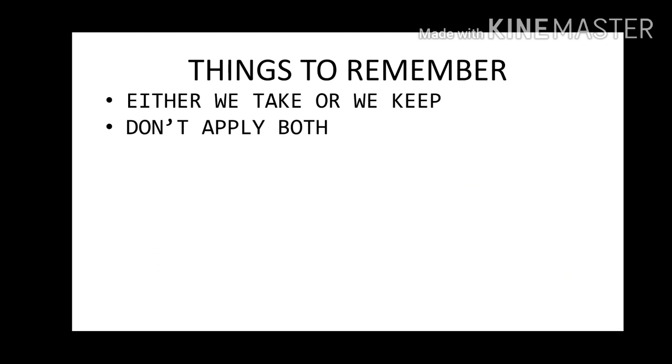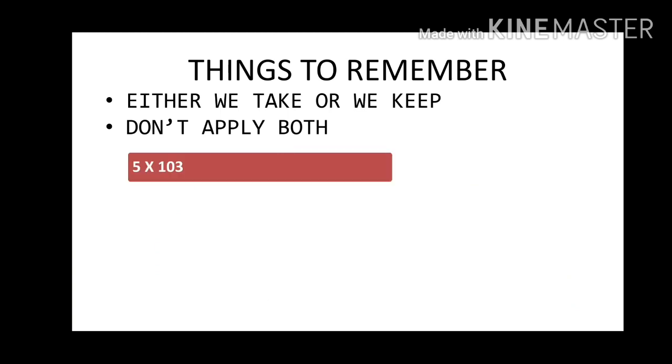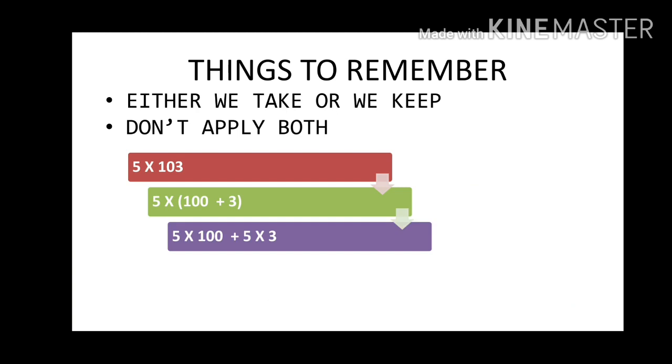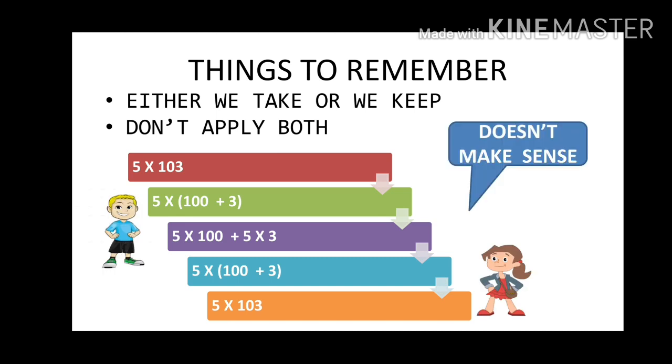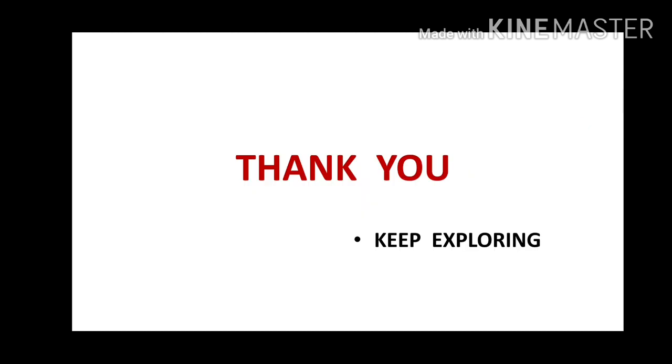The thing to remember is either we take or we keep. We don't apply both the rules at the same time. That means suppose you have a question like this. So if we do 100 plus 3, so we are using 5 into 100 plus 5 into 3, that is the take all rule. So 5 into 100 becomes 500 plus 15. But we should not keep it again inside the bag because we have already taken it outside the bracket. We should not keep it again. We'll get the same question again. So that doesn't make any sense, because whatever the question is, we'll get the same answer. So we have not simplified it. So we don't use the rule 2 times. So either we take or we keep. Thank you and keep exploring.